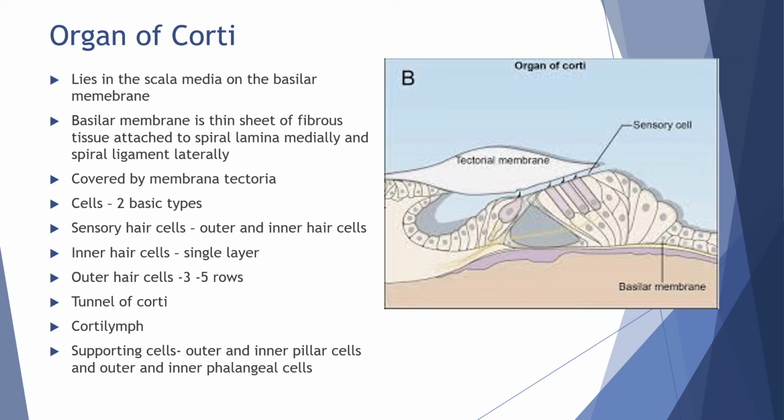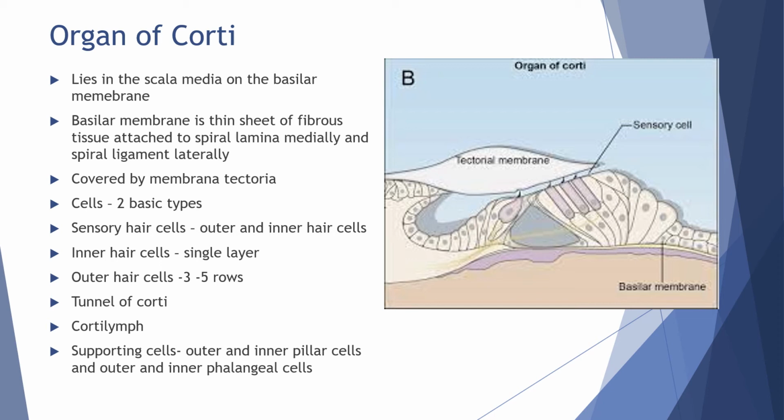Organ of Corti, you can get a short note on organ of Corti. It lies in the scala media on the basilar membrane. The basilar membrane is nothing but a thin sheet of fibrous tissue attached to the spiral lamina of the modiolus medially, and the spiral ligament laterally. It is covered by membrana tectoria.